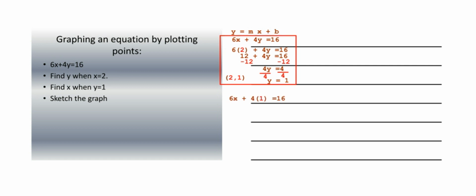What does that mean about our case, 6x plus 4 times 1 equals 16? Do we really want to do it? Notice we already have a y value of 1 up above. The coordinate given to us was 2, 1. We found the value of y equals 1. So that means we would be redoing the work all over.